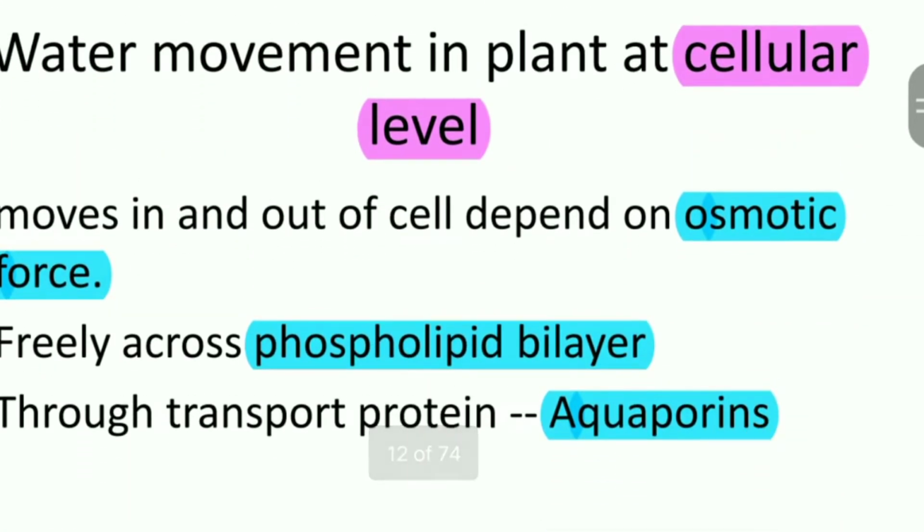Now let us discuss the cellular level in more detail. When we are talking about movement in plants at the cellular level, water moves in and out of the cell depending on the osmotic force. It freely moves across the phospholipid bilayer, and the third process is through a transport protein, that is aquaporins.